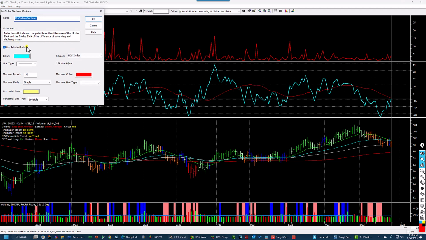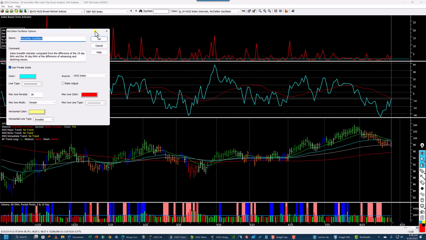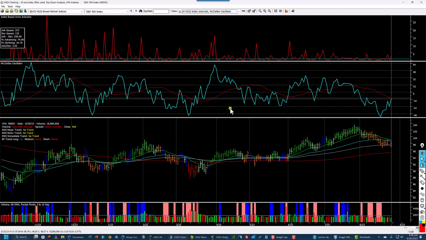It's a breadth indicator computed from the difference of the 19-day EMA and the 39 EMA of the difference of advancing versus declining issues. It's been around a long time. A lot of people use it. It's a pretty good overbought, oversold indicator.